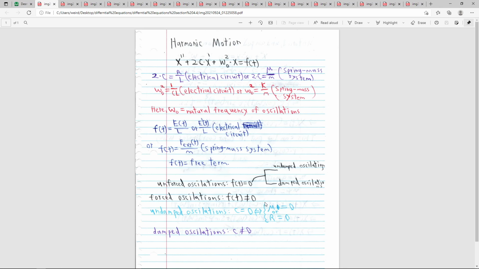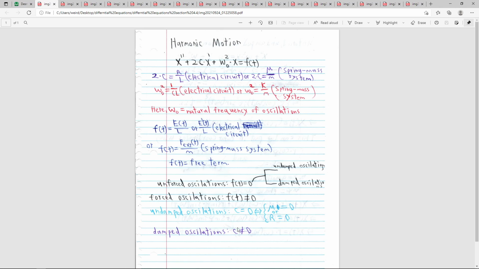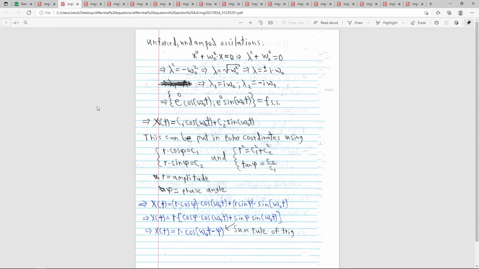Like mu equals 0, you've seen that before, where damping is not present. And damped oscillations means c does not equal 0. That's the big difference. Furthermore, let's look at unforced undamped oscillations real quick. They have a general form. Because c equals 0, we just have x double prime plus omega naught squared times x equals 0. So lambda squared plus omega naught squared equals 0 is our characteristic equation. When we solve this, we get the square root of a negative, so it's plus or minus i times omega naught.